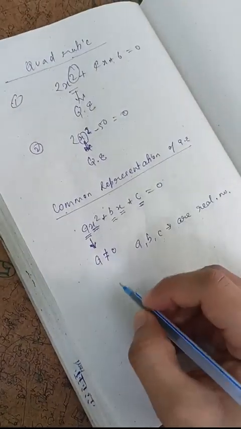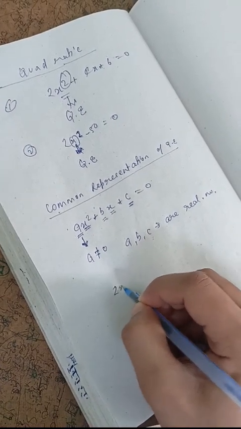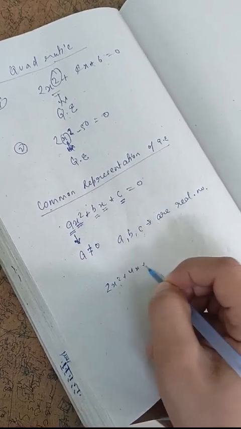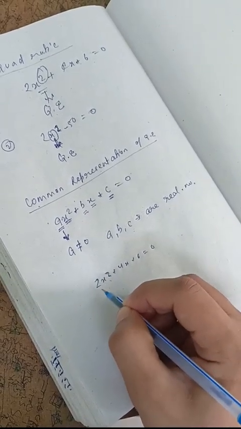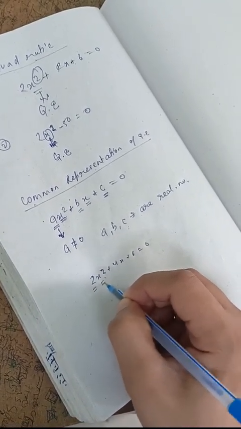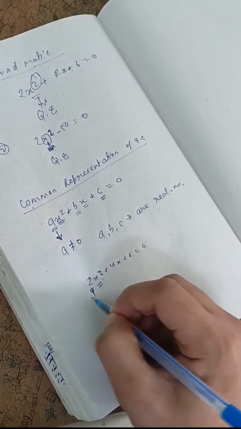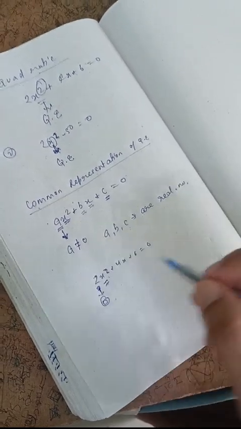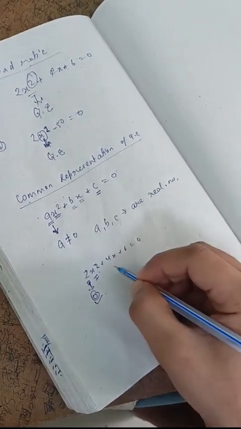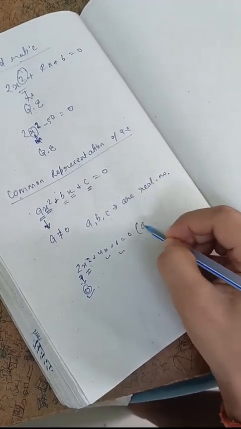Why is this so? Suppose I write 2x square plus 4x plus 6 equal to 0. Here the variable having a power of 2 has a constant term 2. It is not equal to 0, which means this is following our quadratic equation rule. This is correct. Again this is also correct. This is also correct. This is what our quadratic equation is.